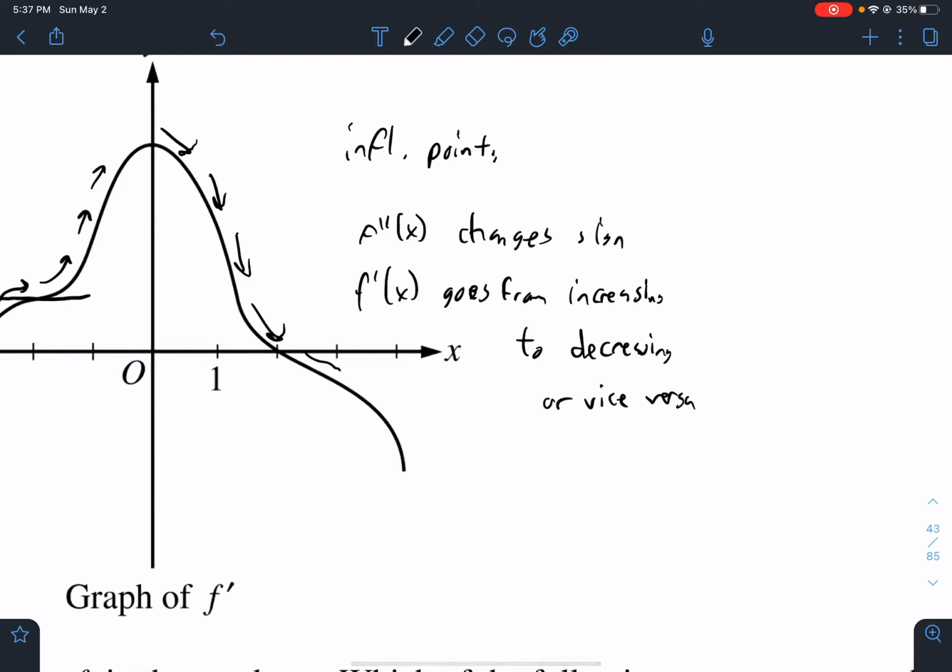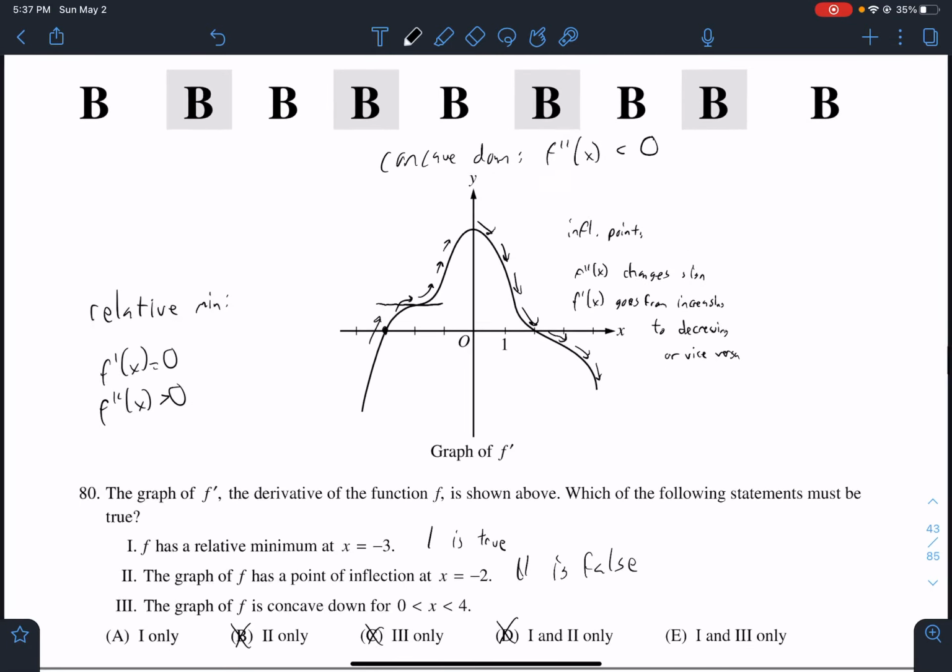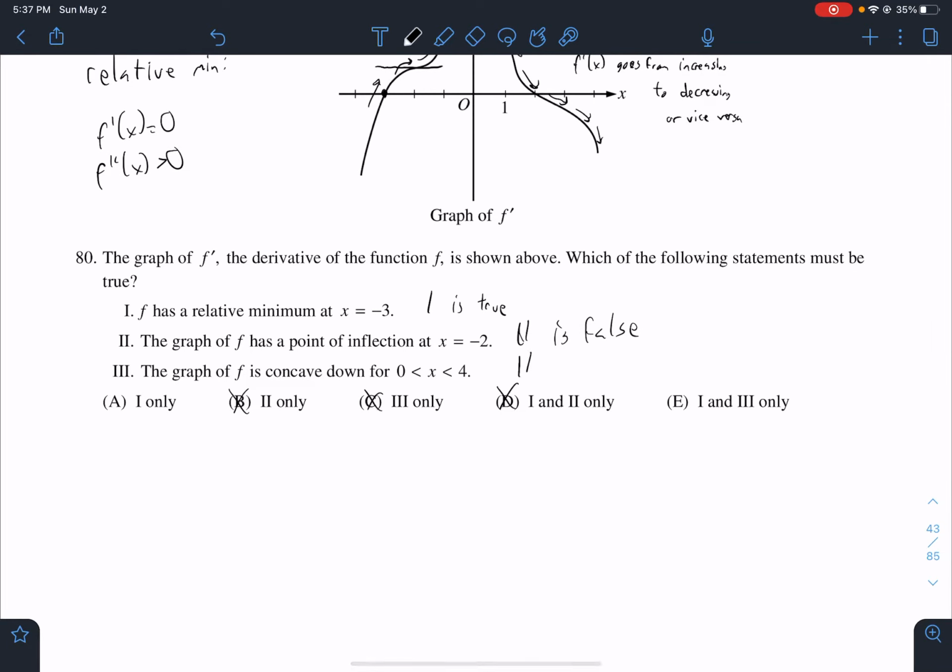It never goes uphill. It never increases. We can see that it's constantly moving. The slope, the tangent line, is constantly moving down. It's facing downward. And so we can confidently say that f double prime, the slope of f prime, is going to be less than 0. So 3 is true, and that makes it E. That makes our answer E. Awesome.